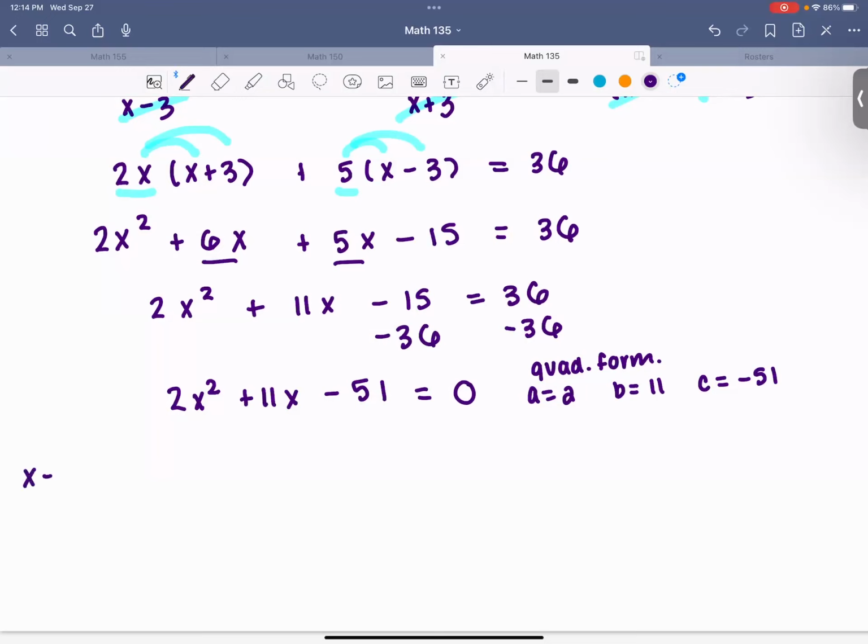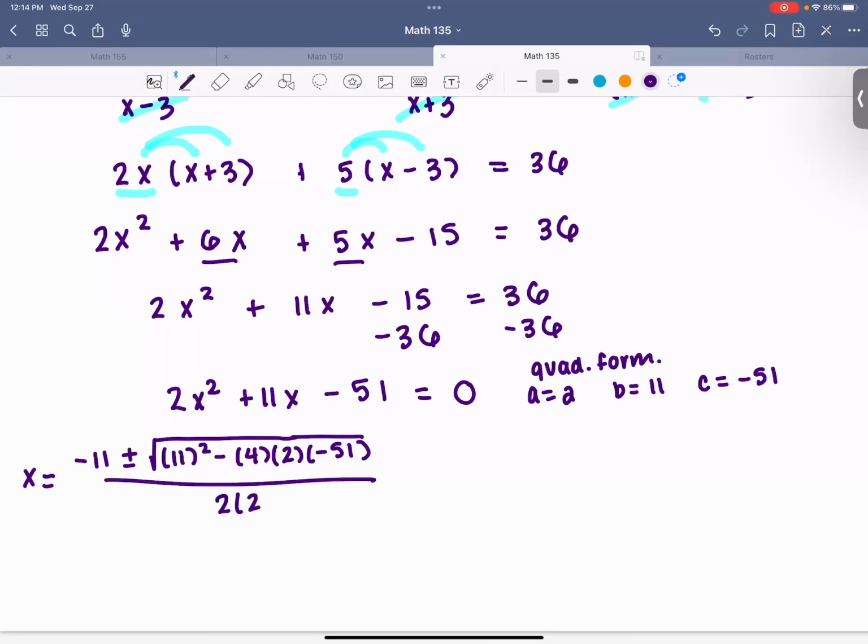Okay. x equals negative b, negative 11, plus or minus the square root of b squared, 11 squared, minus 4ac, all over 2a. So all I did is plug the numbers into my formula. I can't really do anything with the negative 11. What's 11 squared? 121, good. I'm going to keep the minus sign.